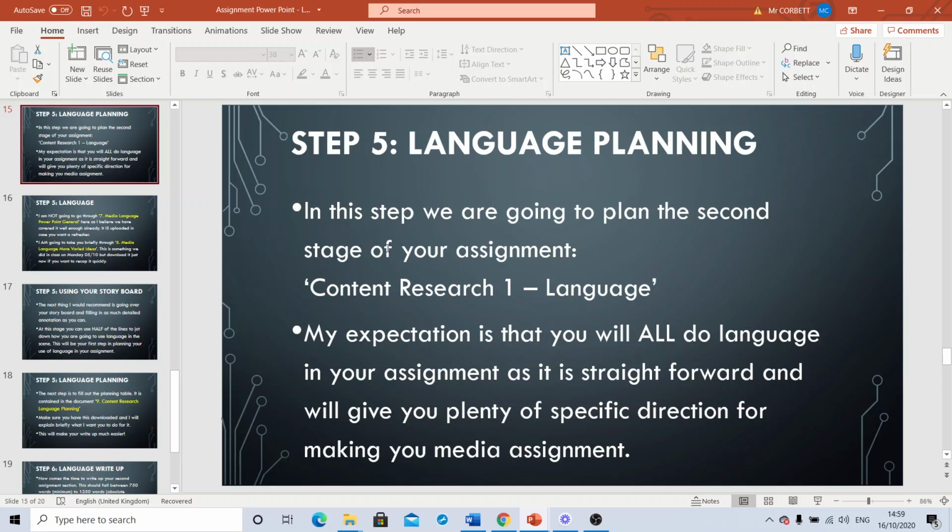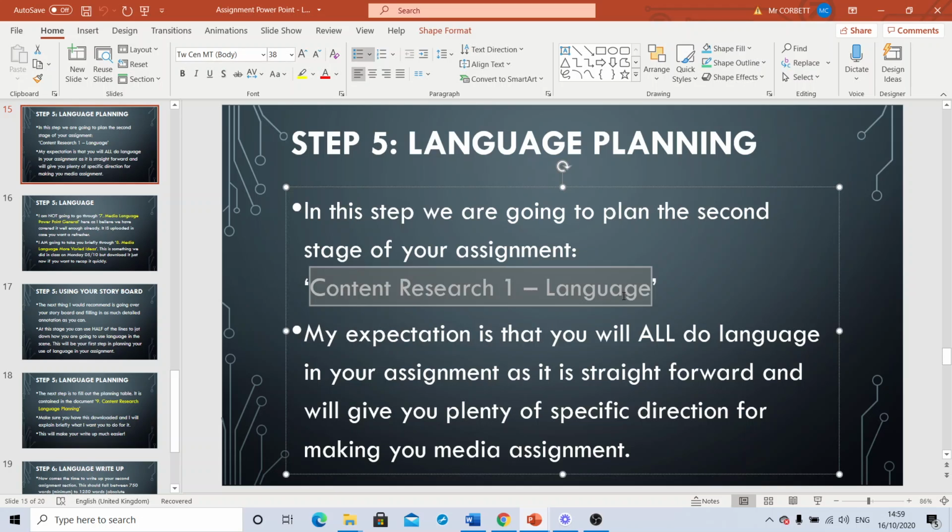Now we're looking at planning your language section. This is important because this is your second assessed piece that we are planning now. It's content research 1, and we will all be doing language. We're all going to do language because it means that I know you have thought about what you're going to do for this piece of media. My expectation here is that you will all do language in your assignment, as it's straightforward and will give you plenty of specific direction for making your media assignment.